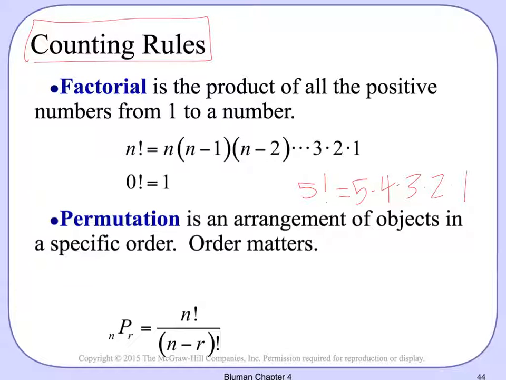A permutation is an arrangement of objects in a specific order, and I highlighted this: order matters. So if you're going to write something in your notes, what you need to write down is this word permutation, and then the words order matters. The order matters. It's how you're counting things when the order matters.